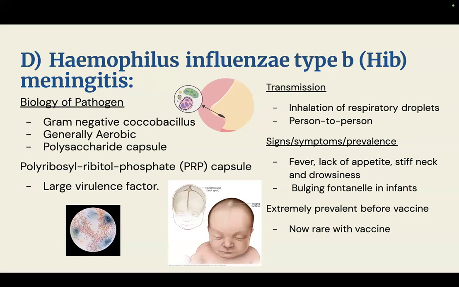HIB meningitis has many common symptoms, such as fever, irritability, lack of appetite, stiff neck, and drowsiness. A more noticeable symptom could be a bulging fontanelle in infants due to the swelling of the brain. HIB used to be the leading cause of meningitis in children under 5 and was extremely prevalent, but since the vaccine, it has been very uncommon.